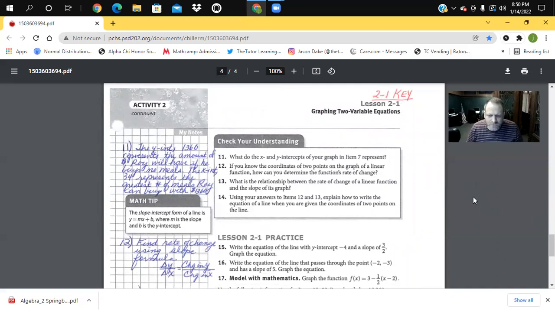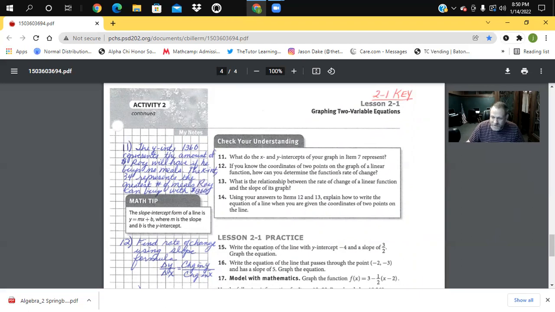If you know the coordinates of 2 points on the graph of a linear function, how can you determine the function's rate of change? Number 12, over here on the left, find rate of change using the slope formula. So we're looking at the change in y over the change in x, triangle y over triangle x.